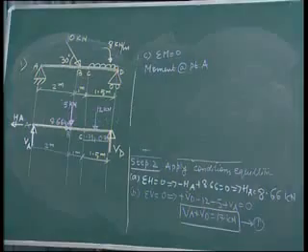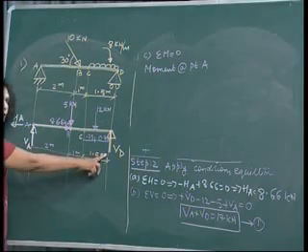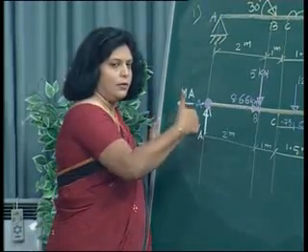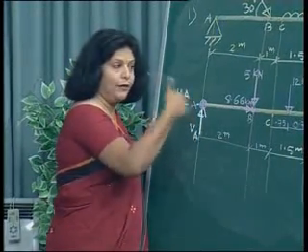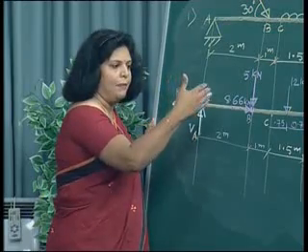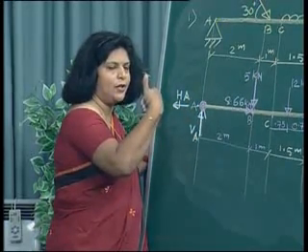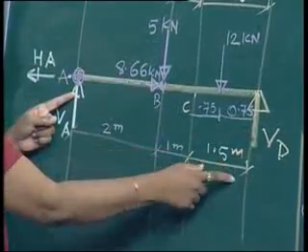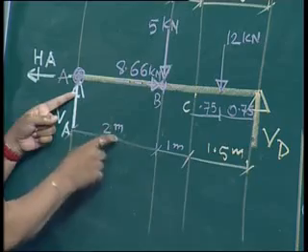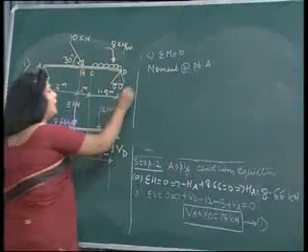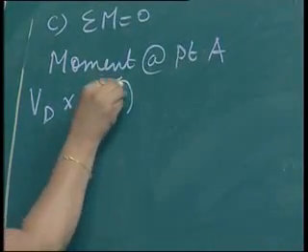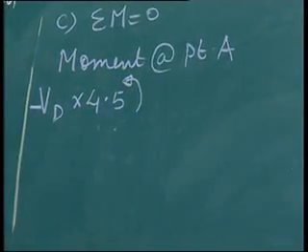To start with, first is my Vd force and I am taking moment at this particular point. Now Vd is acting in the upward direction, so my right thumb will show upward, and my fingers are moving in anti-clockwise direction. So Vd into what is the distance up to A? 1.5, 1 and 2, so 4.5. So Vd into 4.5, and it is moving in the anti-clockwise direction, so negative.